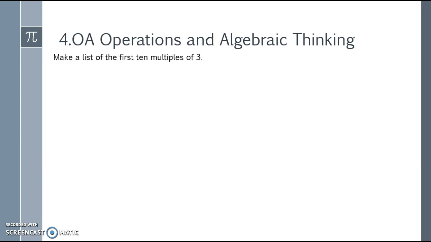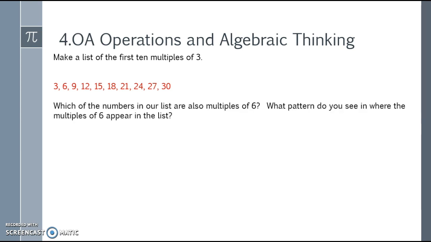Let's make a list of the first 10 multiples of 3. 3, 6, 9, 12, 15, 18, 21, 24, 27, 30. And we did this by skip counting or counting on our fingers. Which of the numbers in our list are also multiples of 6? What pattern do you see in where the multiples of 6 appear in the list?